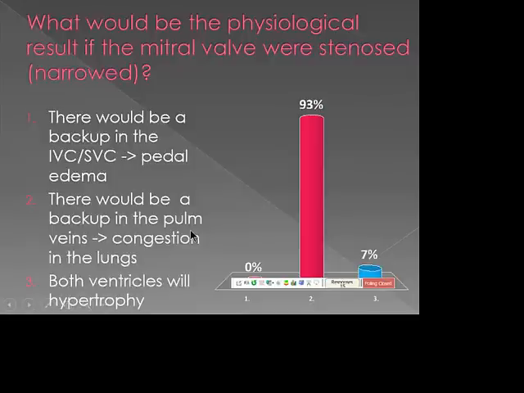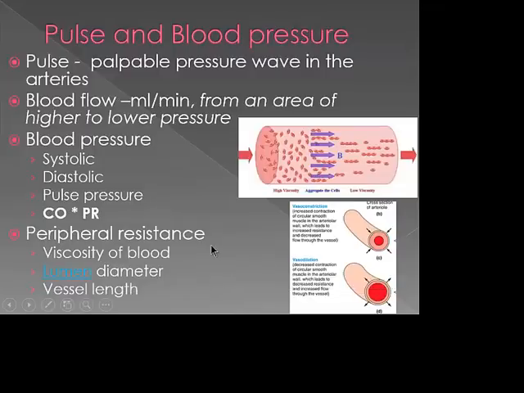Very good. Yes, there would be a backup in the pulmonary veins, because if the mitral valve was stenosed, the left atrium would dilate and back up into the pulmonary veins in the lungs. Both ventricles won't hypertrophy. The ventricles are getting very little blood. They would hypertrophy if they have too much blood, or they have to push against resistance in the arteries. So they don't have that problem.